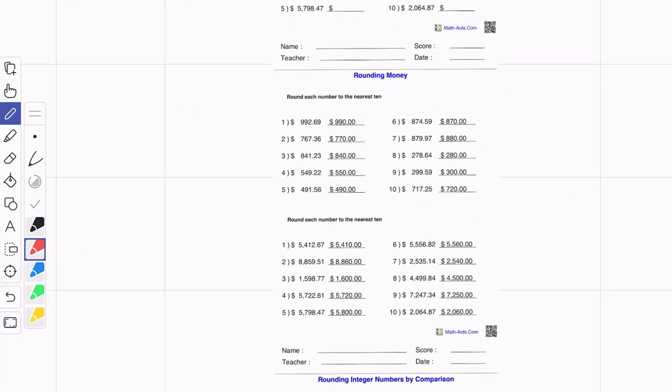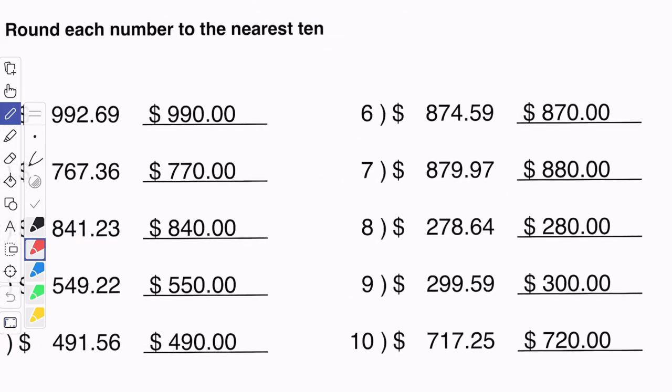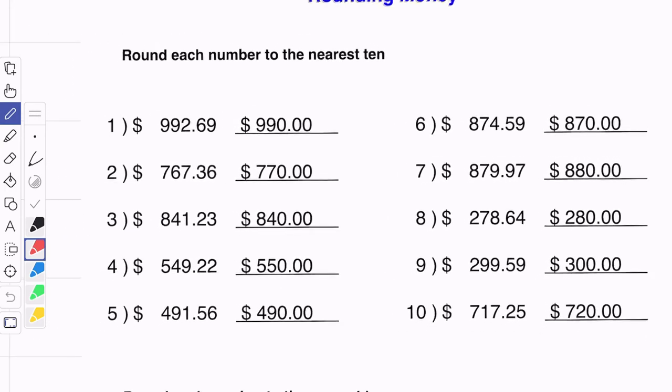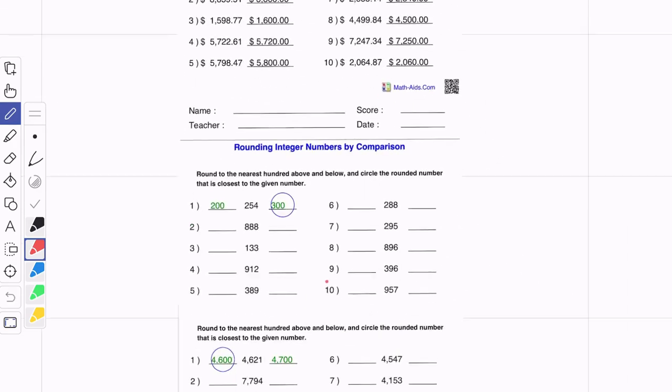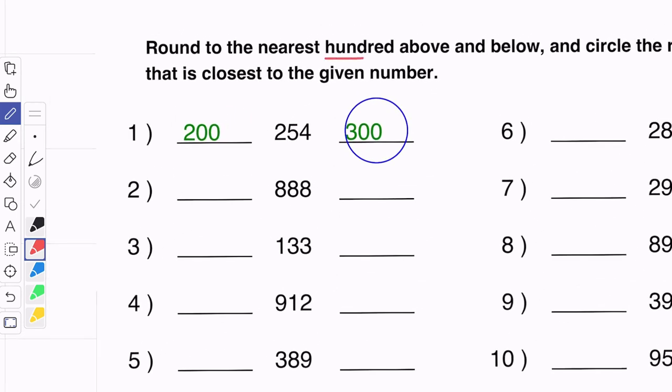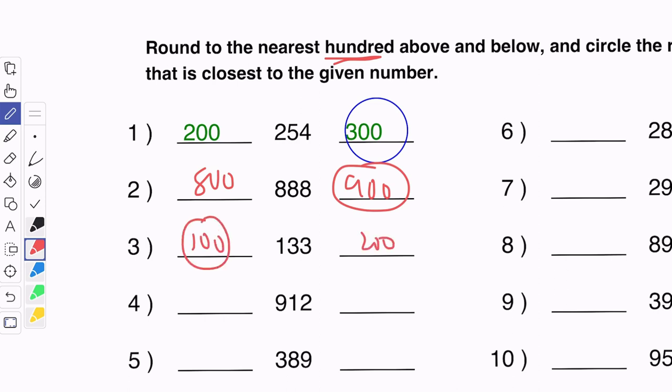So, here are the answers. Okay. So, round to the nearest 100 above and below, and circle the rounded number that is closest to the given. So, the nearest 100. Between 888, there's 900, and there's 800, but it's closer to 900. 133, there's 100, and there's 200. It's closer to 100 because it's less than 5.